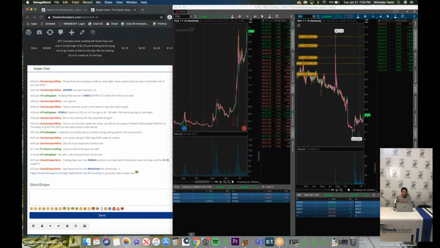On the left side is our chat room, which is also where our watch list is going to be, and on the right side is TD Ameritrade's Thinkorswim.